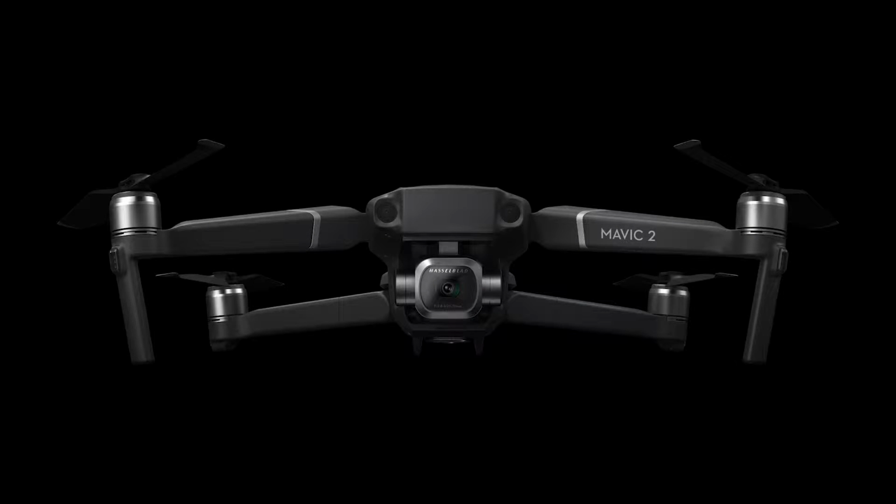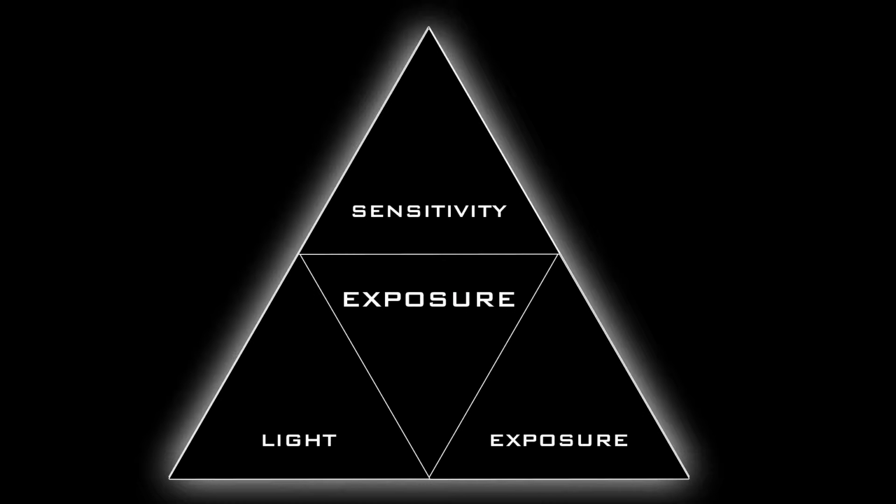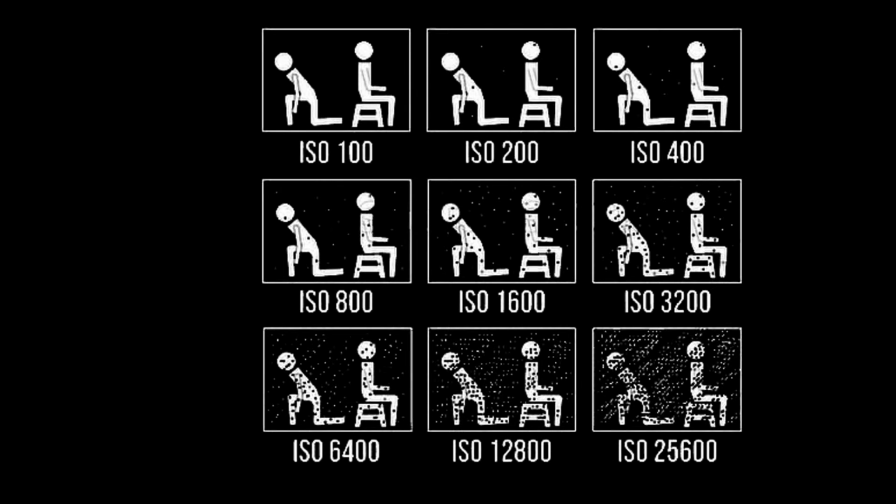I have chosen to use DJI Mavic 2 Pro as a reference for explaining, so all the values are based on this drone. Let's talk about the first triangle, sensitivity. The sensitivity is described as ISO. The higher the number, the higher the sensitivity.